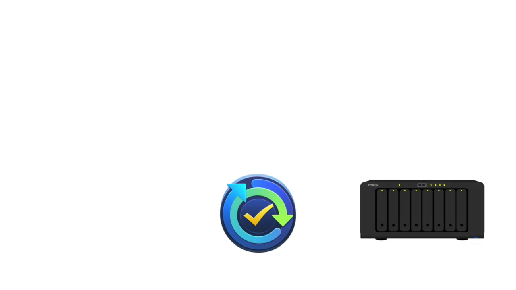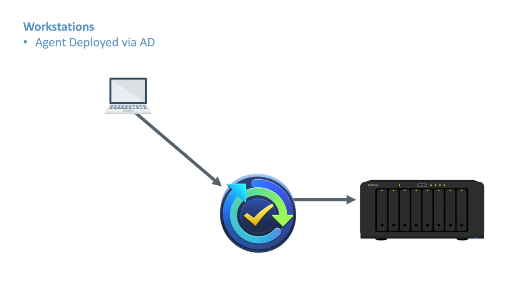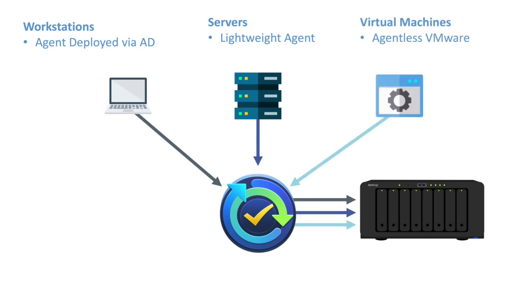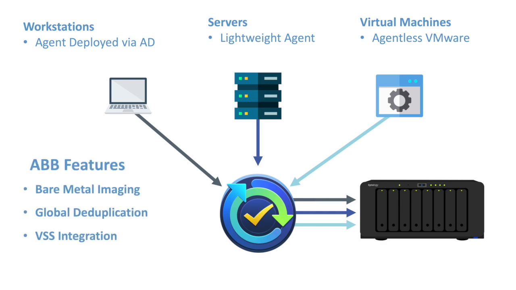So being able to back up all of these with Active Backup and your Synology NAS, we've got workstations that can be directly deployed. They've got an agent that sits directly on the PC that handles the backup task. For servers, you've got a lightweight agent, and for virtual machines, it's actually agentless. In addition to the numerous features that we have for Active Backup, that being bare metal imaging, deduplication, and VSS integration.